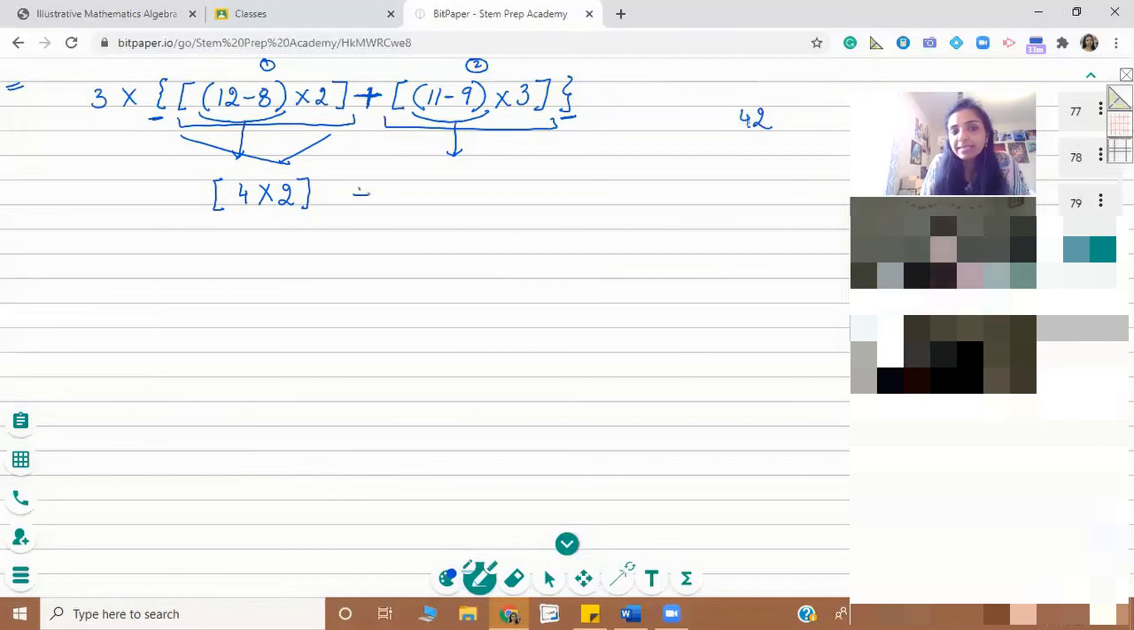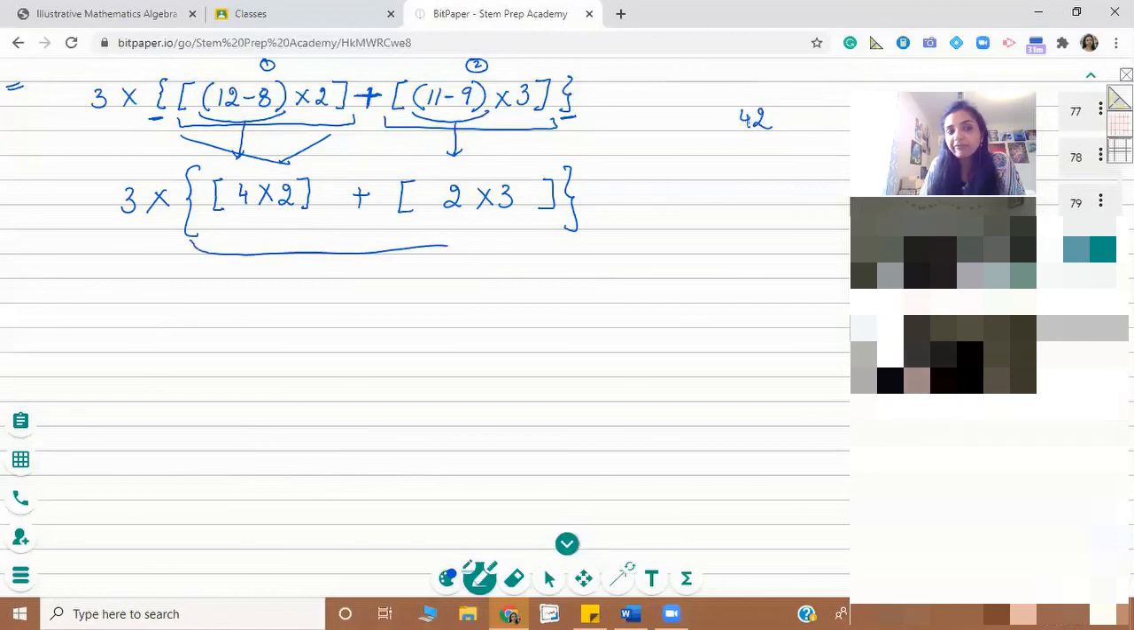Now bring the plus sign down and let's solve this bracket. What is inside this bracket? One inner bracket. So 11 minus 9, which is 2. And this will come as it is times 3, right? So I have got rid of my 2 inner brackets, but I cannot forget to put the biggest bracket and 3 outside. It's very important. Never forget anything.